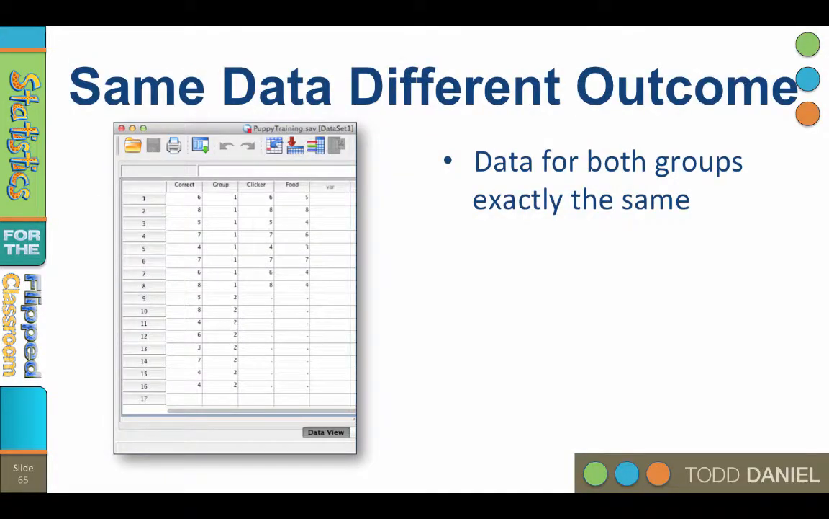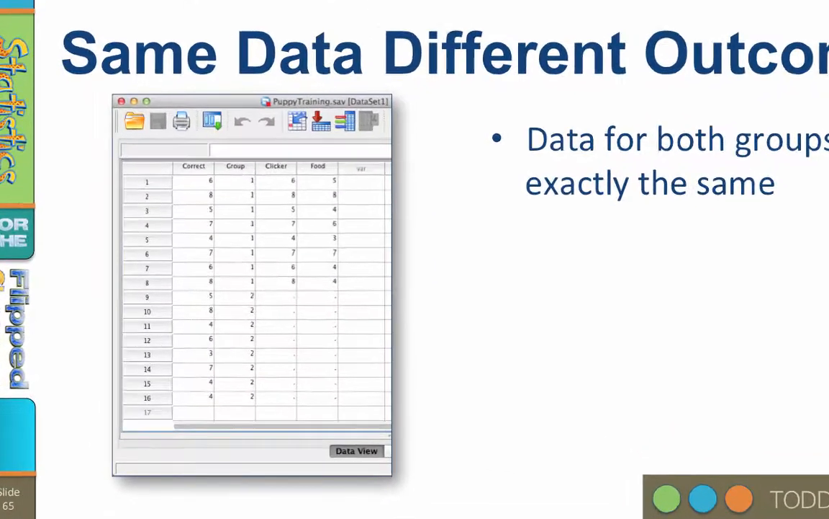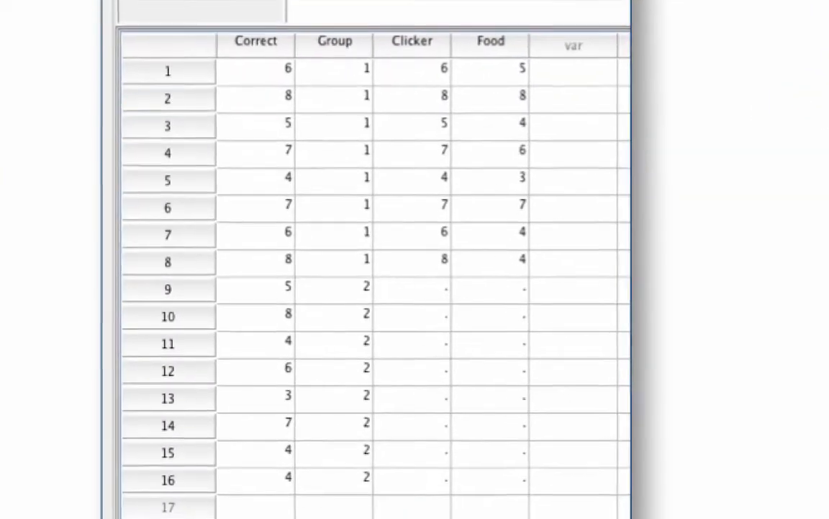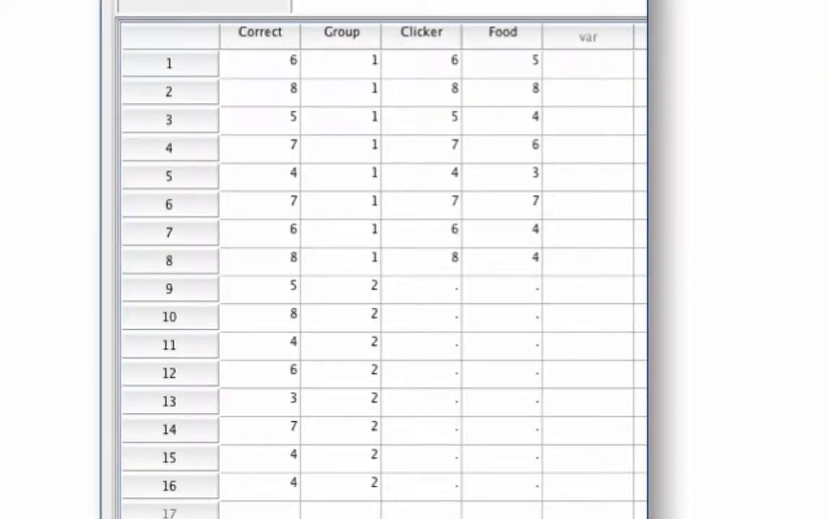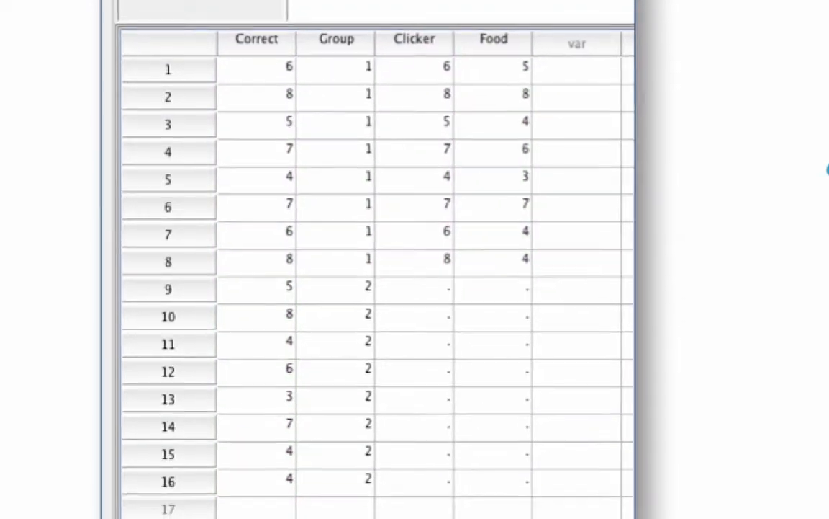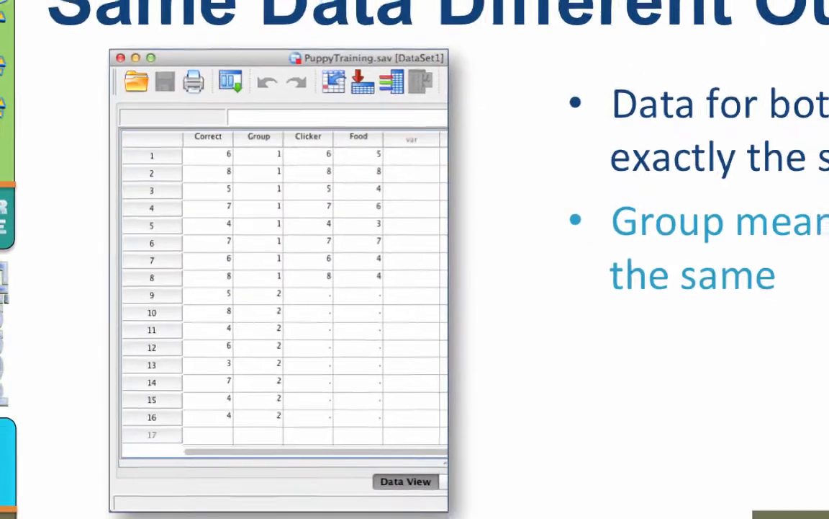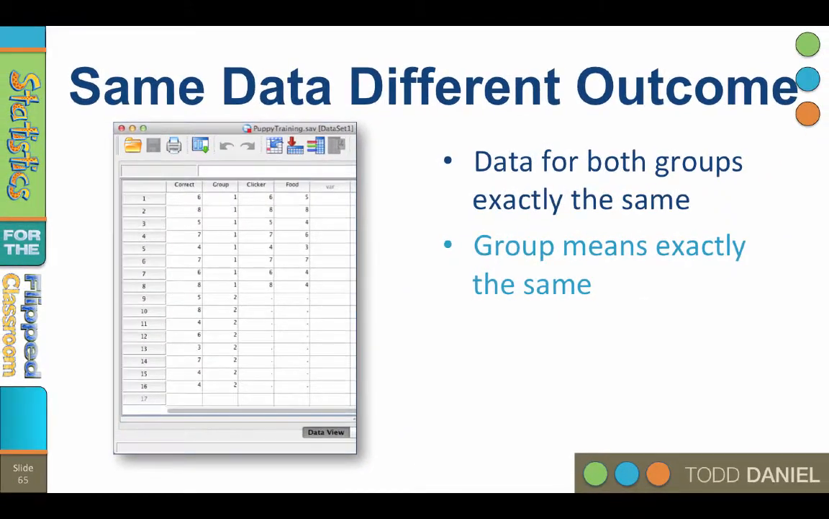Finally, so why did I do this? If you look at these data for these two tests, you will notice that the data are exactly the same. The group means are the same in both tests, and yet the independent samples t-test was not significant, but the paired samples t-test with exactly the same numbers was significant.